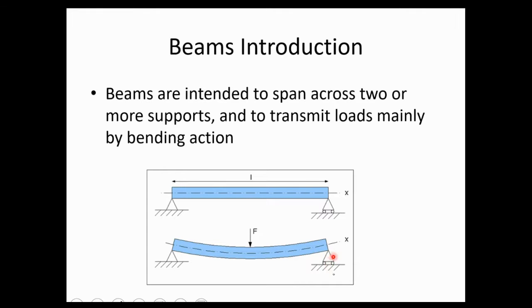So that support could be a wall. It could be a concrete wall, for example. It could be another column and so on that's going to transfer the loads down into the ground.